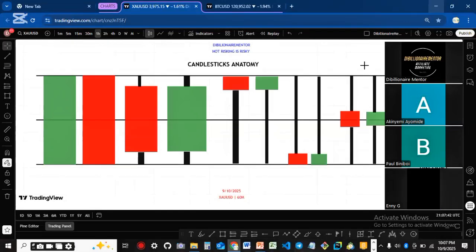All right. So I want to believe you guys can see my screen.